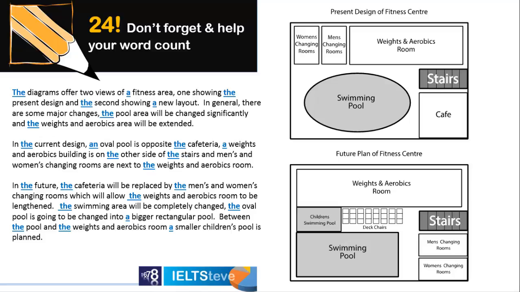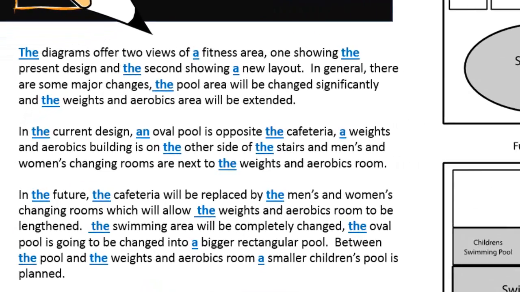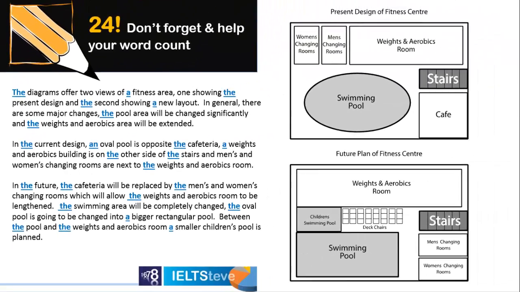So we see there's a lot of articles in there. Every noun that we see in a diagram must have an article. Now don't forget that articles are also important in a process too. So articles are similar in diagrams and processes.